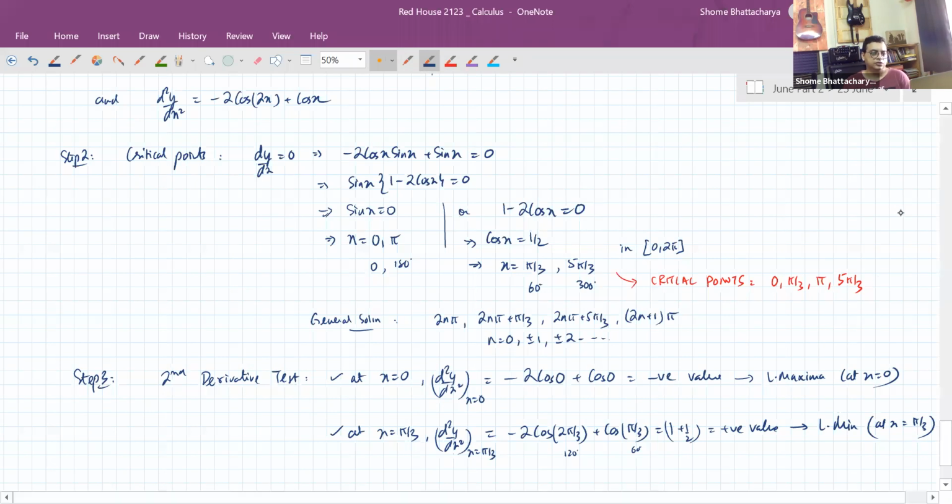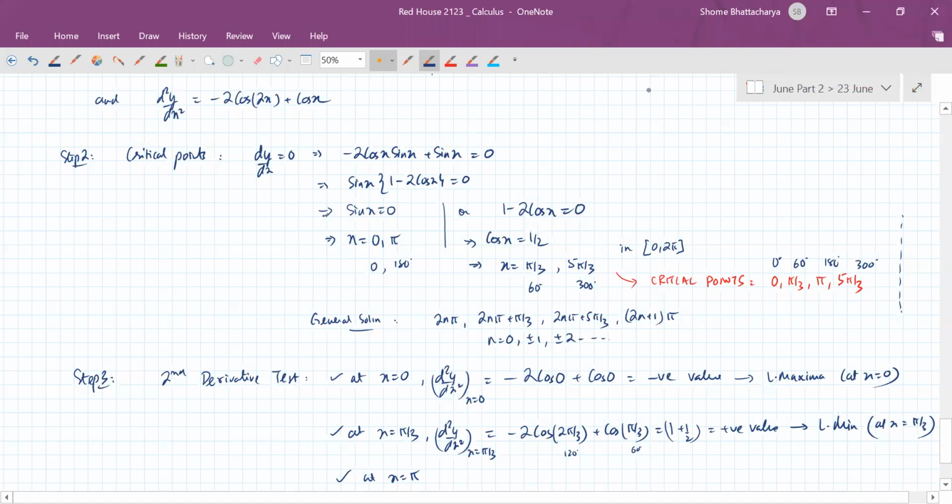So just make sure you've understood these steps and do the same thing, the second derivative test at x equal to pi next, going sequentially, and then 5 pi by 3, because these are the critical points. So you'll see going sequentially, we'll again get local maxima and local minima.